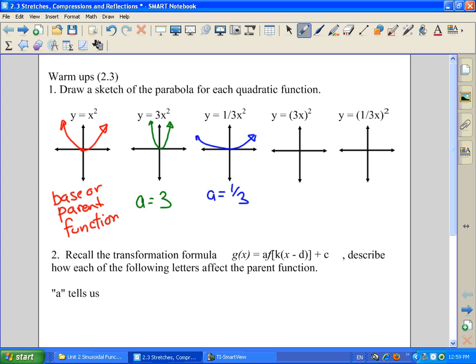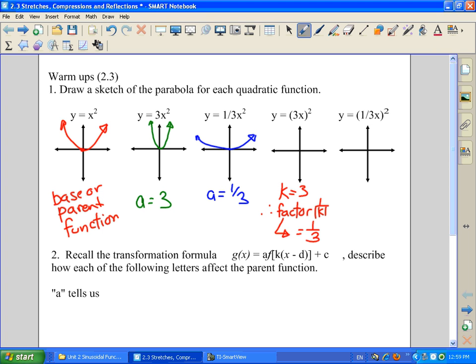Notice the difference in our next example, ladies and gentlemen. We have the 3 inside the bracket. So what does that tell us? K equals 3. You should remember that when you have a factor, it's going to be a factor of 1 over the absolute value of K. So therefore, the factor equals 1 over 3.